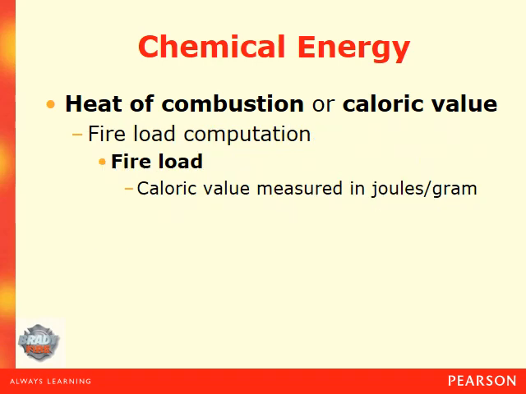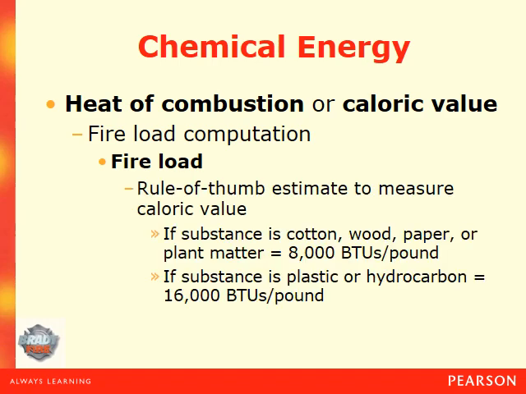And that basically means that you have your fire load, and that is whatever is burning. The caloric value is measured in joules over grams. And the rule of thumb estimated to measure caloric value is this. If a substance is cotton, wood, or paper, and that's what we call ordinary combustibles, it will release about 8,000 BTUs of energy per pound.